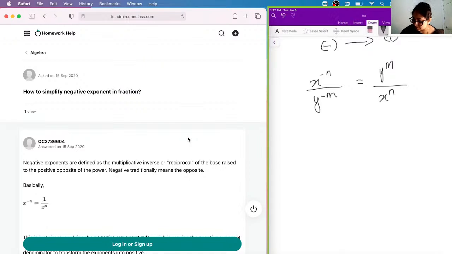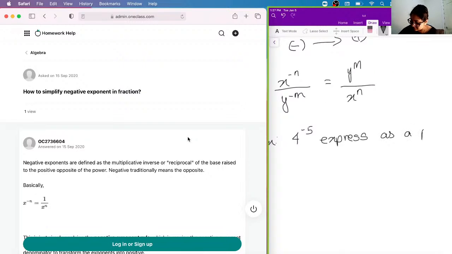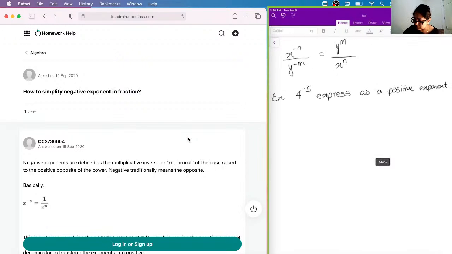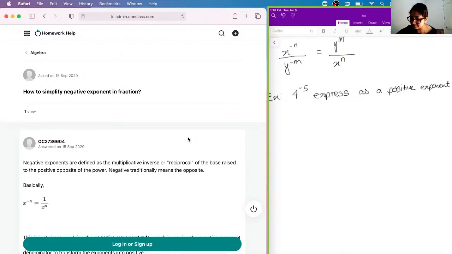For example, we can do an example here. If you have, let's say, 4 to the power of negative 5, and we have to express this as a positive exponent, we just have to use the simple steps that we just went over.